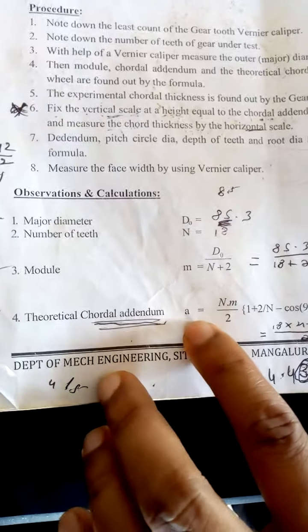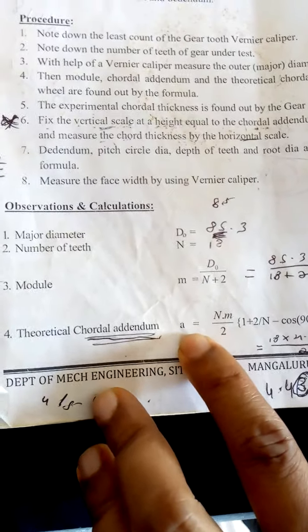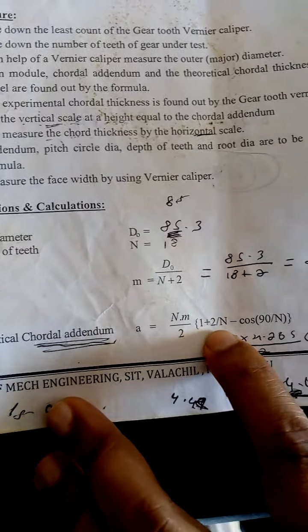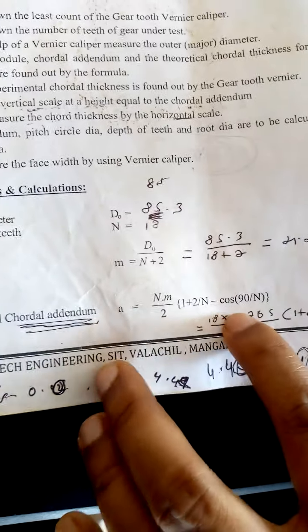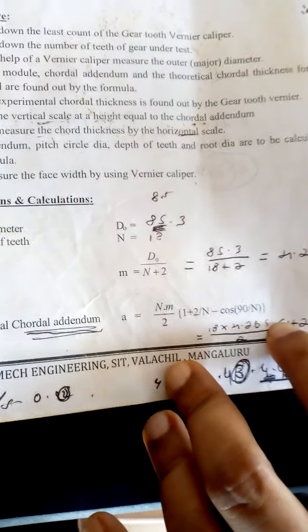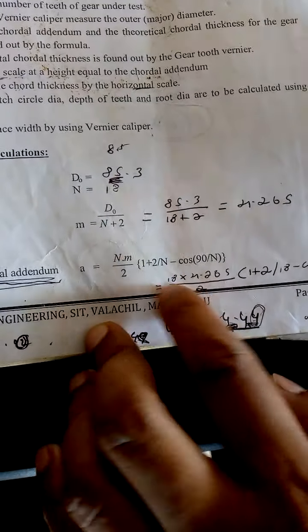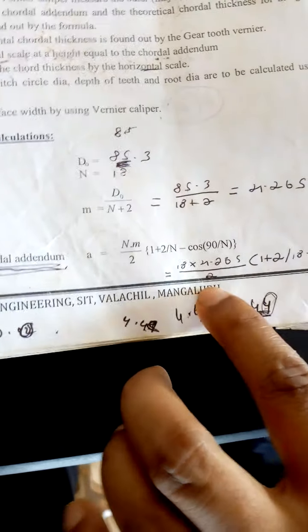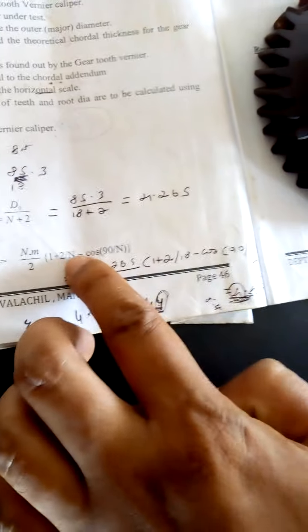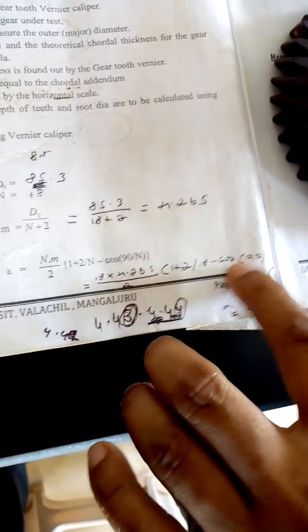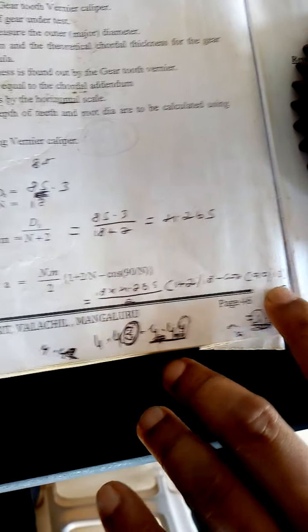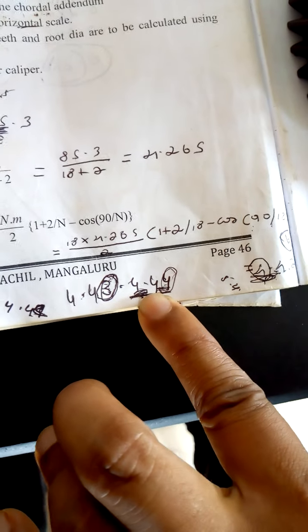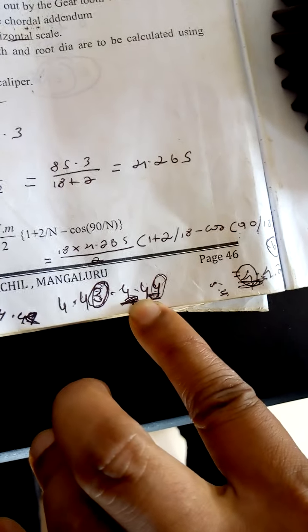Next, we should identify the theoretical chordal addendum. a equals n m divided by 2 into 1 plus 2 divided by n minus cos 90 by n. n is 18 and m is 4.265. So a equals 18 into 4.265 divided by 2, into 1 plus 2 divided by 18 minus cos 90 by 18. You will get 4.44, which is the theoretical addendum value.